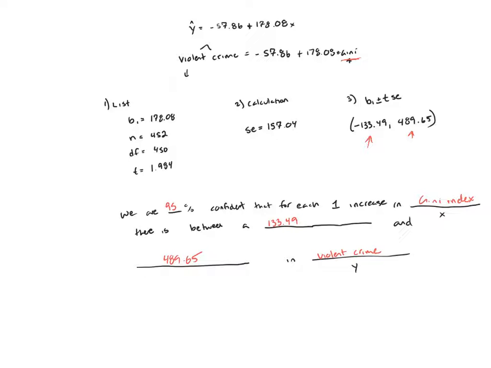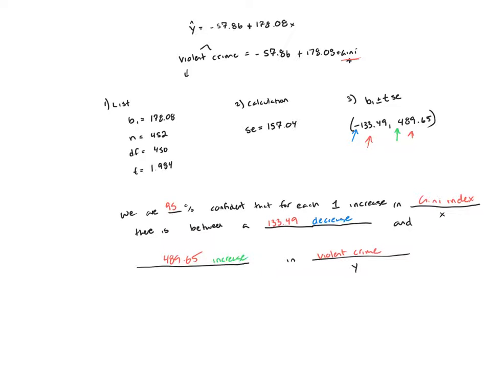Now, it's important to realize that I've worded this a little differently than some of the examples on Moodle, and the reason I've done that is because, yeah, it's between a 133.49, but it's negative, so that's a decrease. And yeah, I have 489.65, but this is positive, so that's an increase.